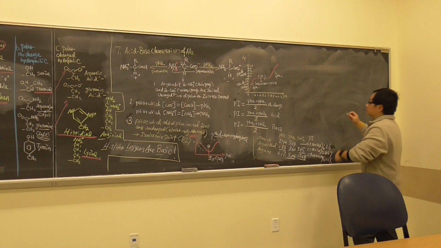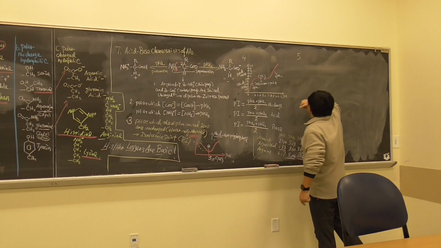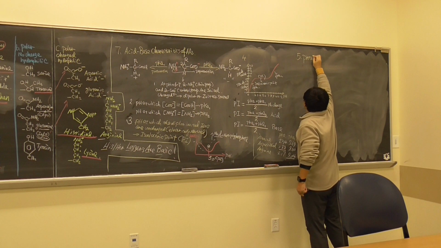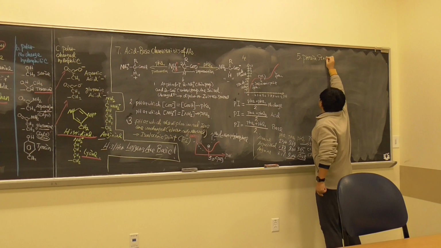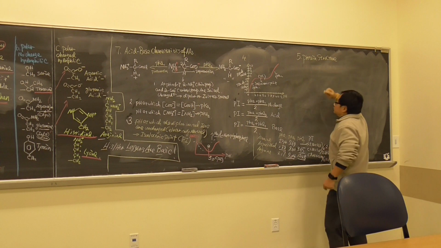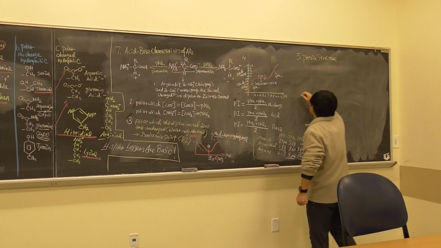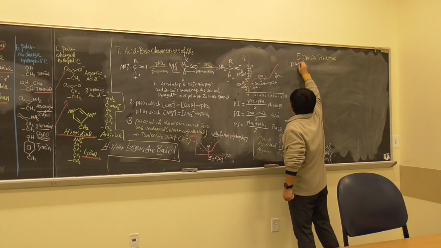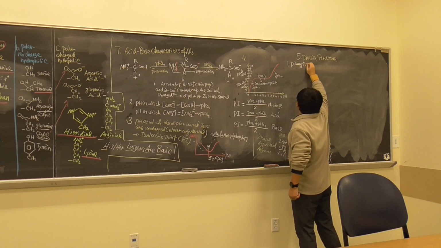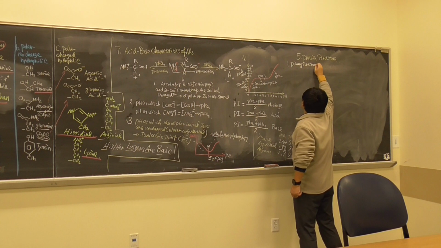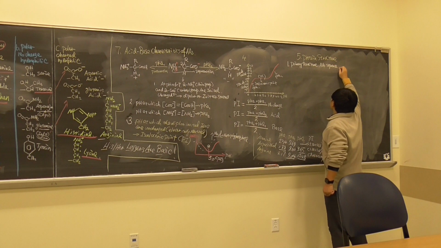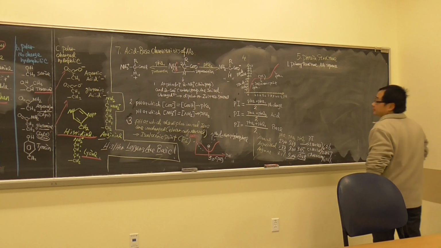Okay, last one. We want to talk about the protein structure. This is not difficult. Everybody knows. Number one is primary structure. Primary structure, said very simply, is the amino acid sequence. Okay, amino acid sequence, what does it look like?